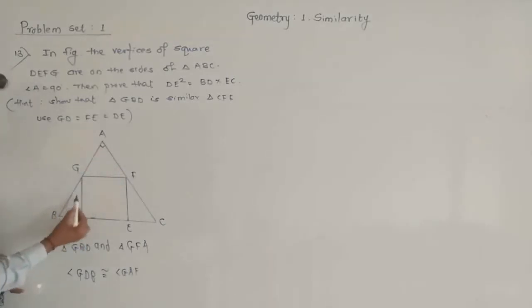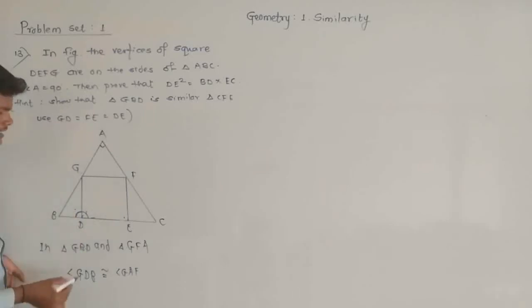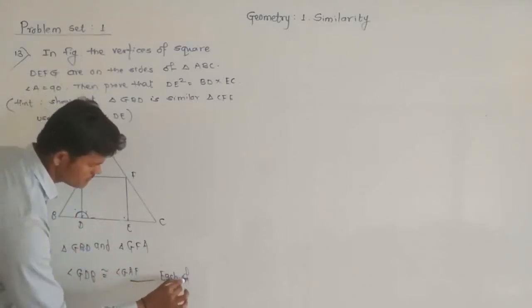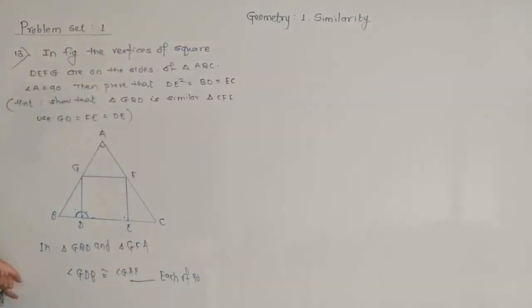90 because angle D is the angle of a square. So both are angles in a linear pair, so their sum is 180 degrees. So angle GDE is 90, so angle GDB is also 90. So both are congruent. That's why each is 90.